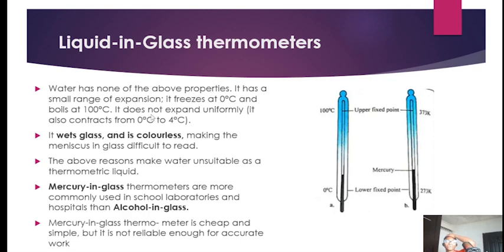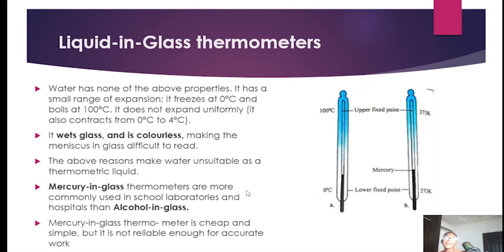Water has none of the above properties. It has a small range of expansion. It freezes at 0 degrees Celsius and boils at 100 degrees Celsius. It does not expand uniformly. It also contracts from 0 degrees Celsius to 4 degrees Celsius. And it wets glass, and it is colorless, making the meniscus in glass difficult to read. The above reasons make water unsuitable as a thermometric liquid.